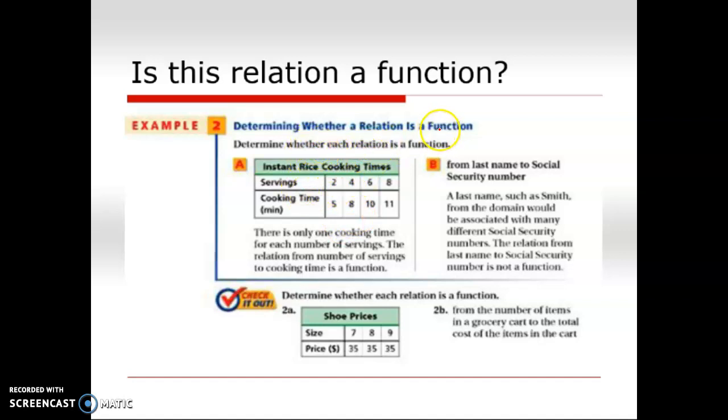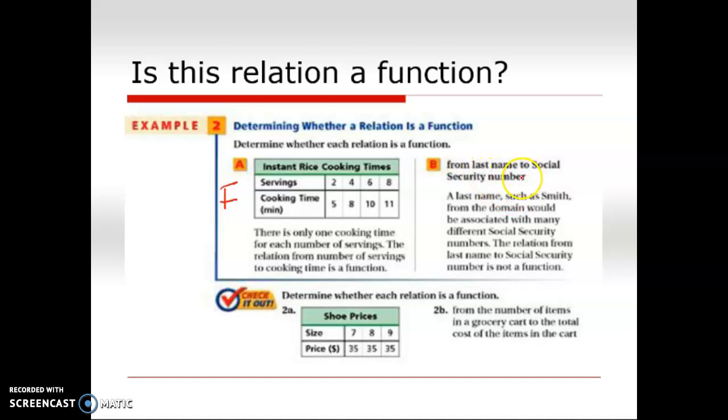Is this relation a function? So right here you've got 2 goes to 5, 4 goes to 8, 6 goes to 10, and 8 goes to 11. Each of these x's only goes to one y. You don't have any x's repeat. So yes, this is a function.